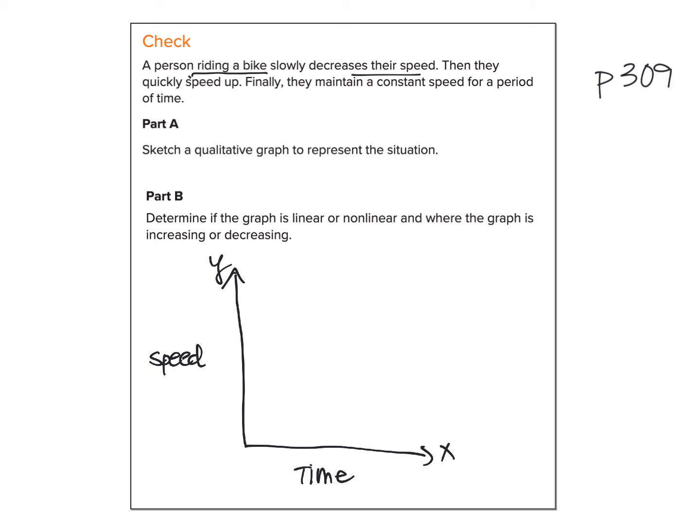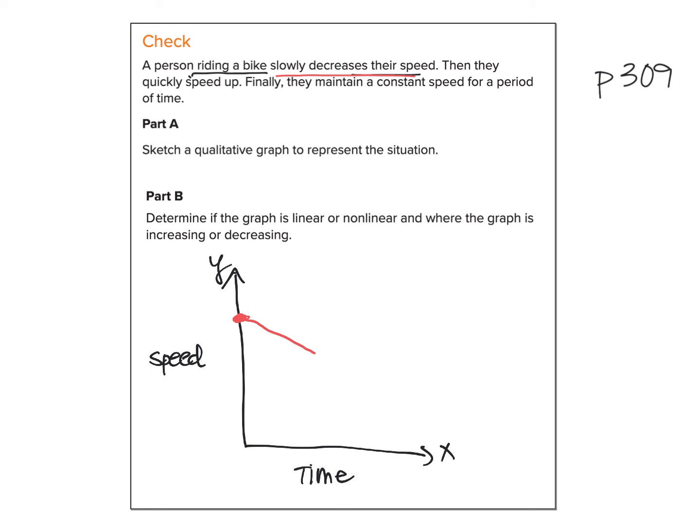Okay, so it says a person riding their bike slowly decreases their speed. So that means this person is already riding their bike, so they have to start up here. Their speed's already going, and it says they're slowly decreasing their speed. So it's slowly going down.